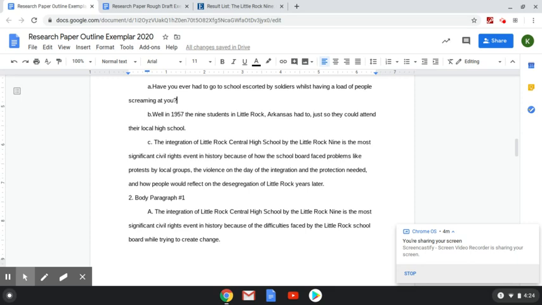So the thesis statement follows the correct format. You get your claim here, right? So as the reader, when I read this, I know exactly what this paper is going to be about.